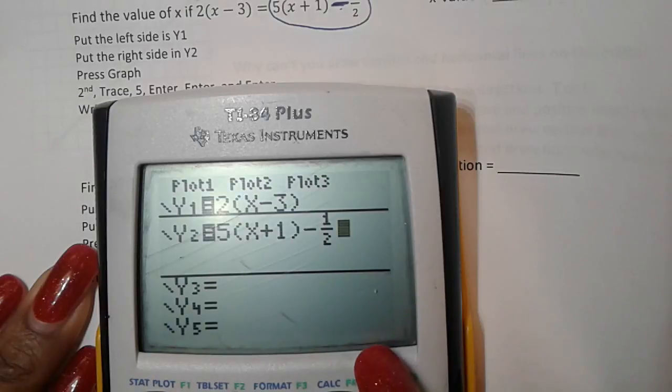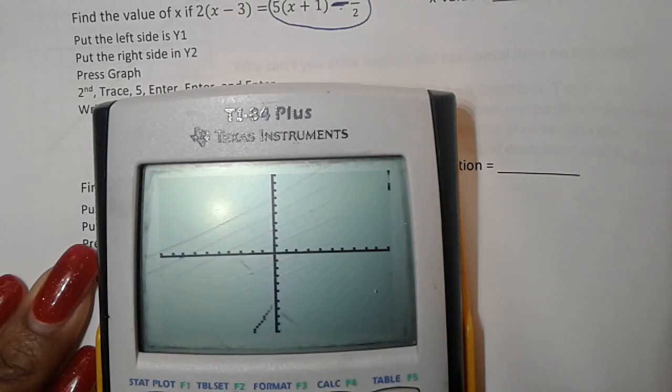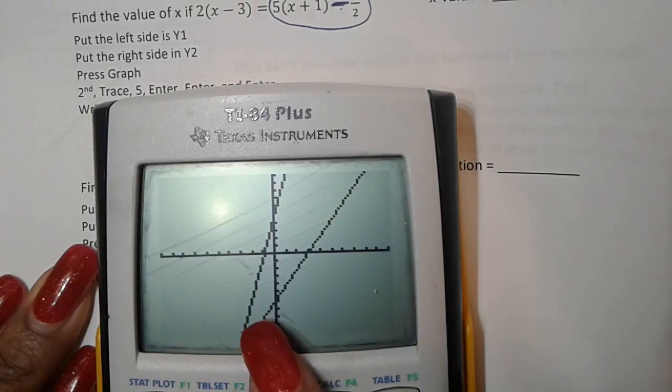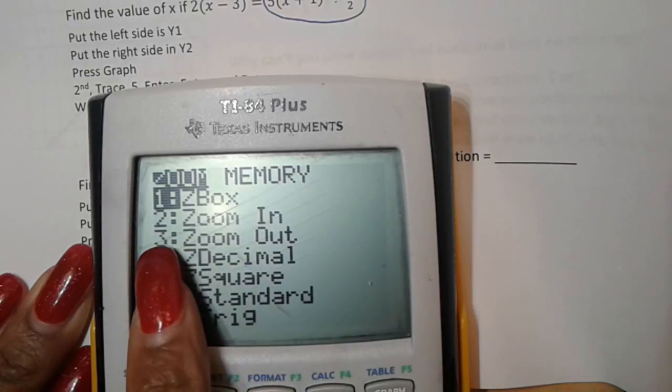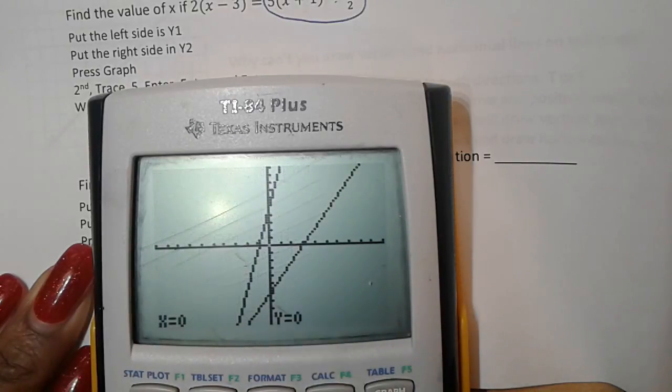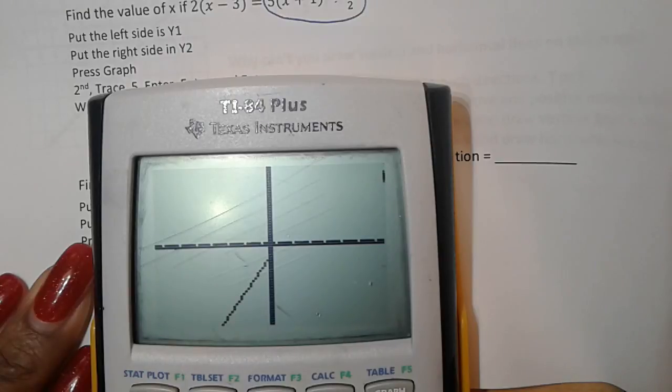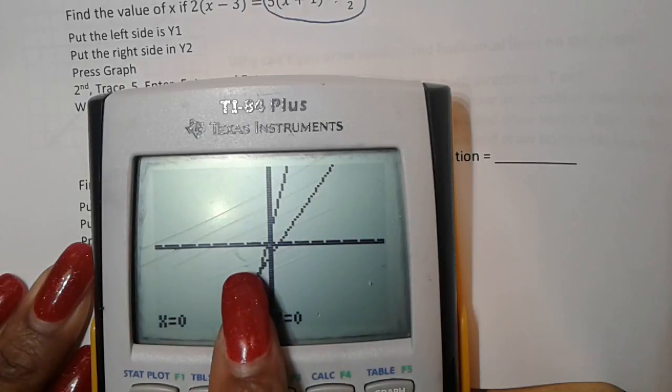Let's figure out where it is. This time we're going to press graph. Yeah, buddy. Oh, man, I don't see it. I see they're coming close. I want to see it. How do we do that? Press zoom. Tell the calculator to zoom what? Out. Oh, man, it didn't zoom. Press enter. Oh. Now they are going to meet right there.